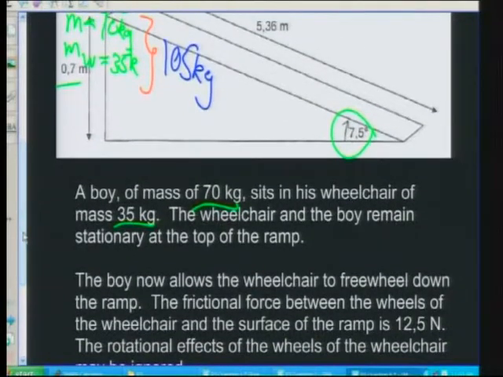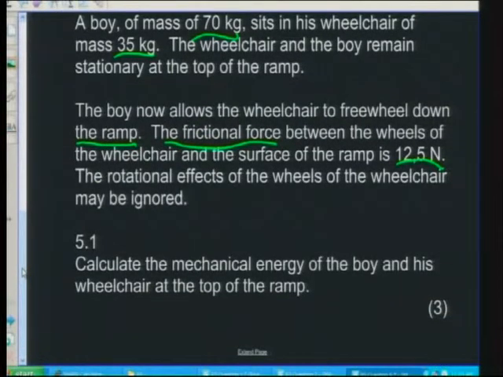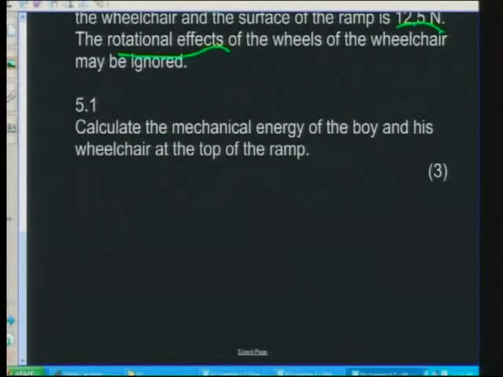The boy now allows the wheelchair to freewheel down the ramp. The frictional force between the wheels and the surface of the ramp is 12,5 newtons. The rotational effects of the wheels can be ignored. The first part of the question says, calculate the mechanical energy of the boy and his wheelchair at the top of the ramp.